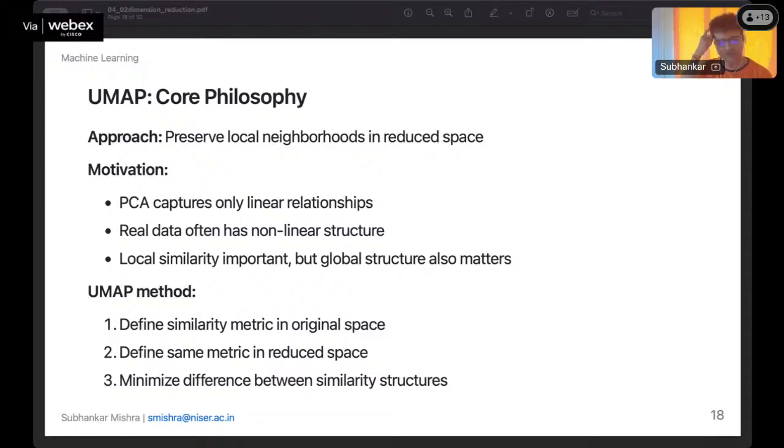And how does it do it? The same thing. It defines a similarity metric in the original space. It defines another similarity metric in the reduced space. It just says that if two points are similar in the original space, they have to be similar in the low dimensional space. That means if the similarity was 80% in the original 1,000 dimensional space, and you reduce it to 2 dimensional space, the similarity should also be 80%. Of course, it might not always be feasible to make it exactly 80%, but as close to 80% as possible.